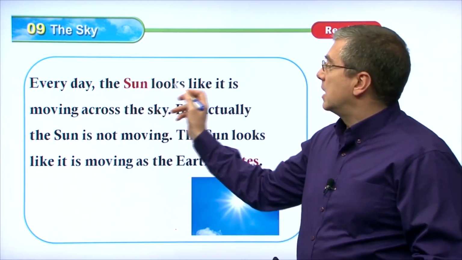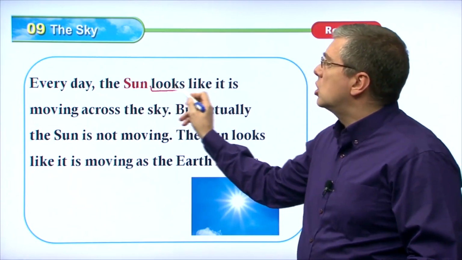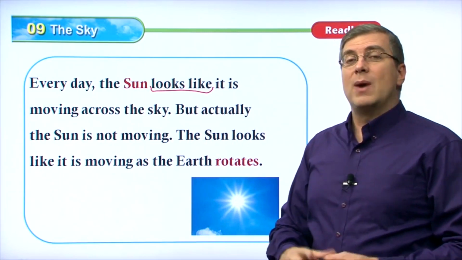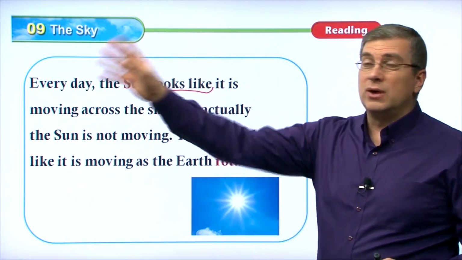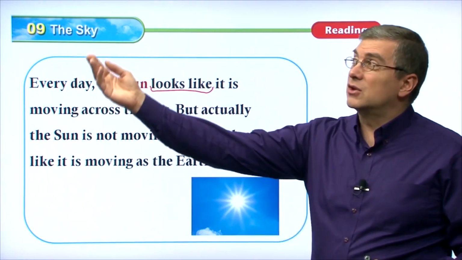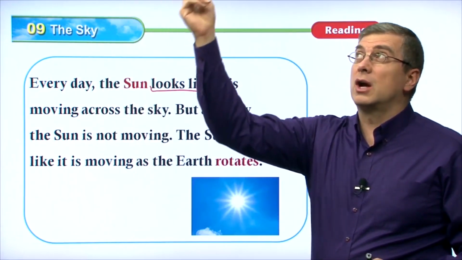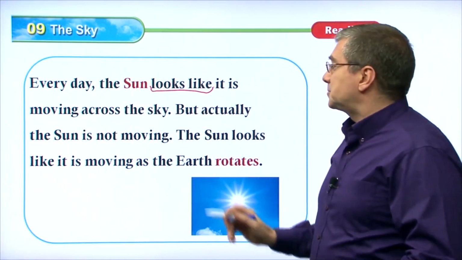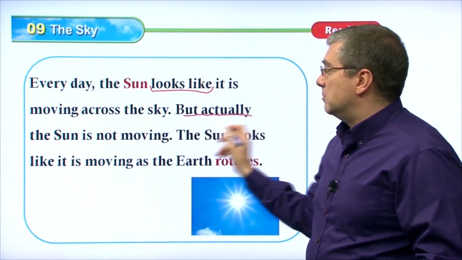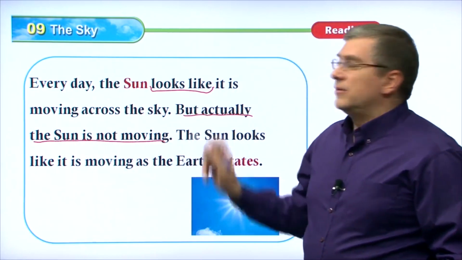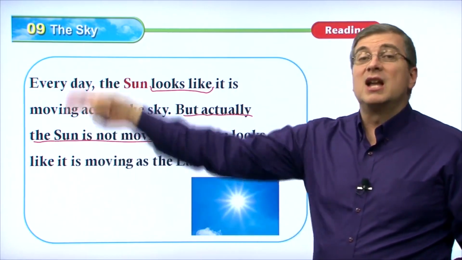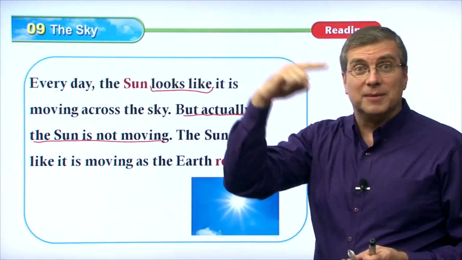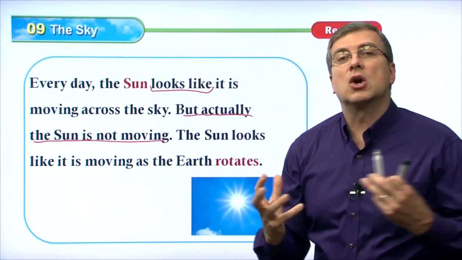Every day, the sun looks like it is moving across the sky. That's true, right? If you wake up in the morning, the sun is over in the east. And it seems like during the day, the sun moves across the sky from the east and goes down in the west. So, actually, the sun isn't moving, right? For hundreds of years, people thought that the sun moved and the earth stayed still, because they could see that the sun is moving. They didn't realize that the earth was moving.